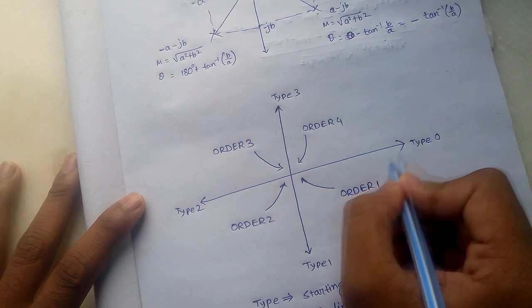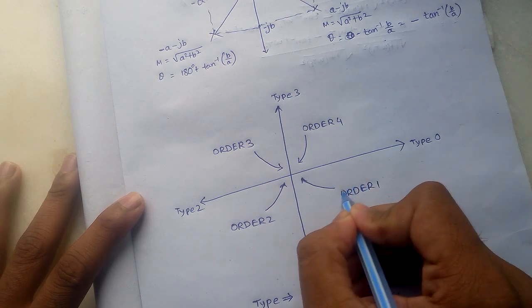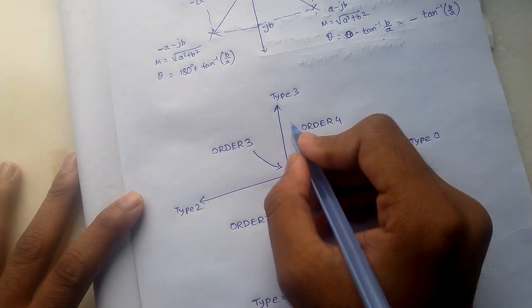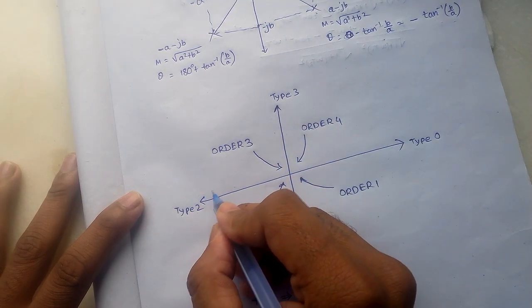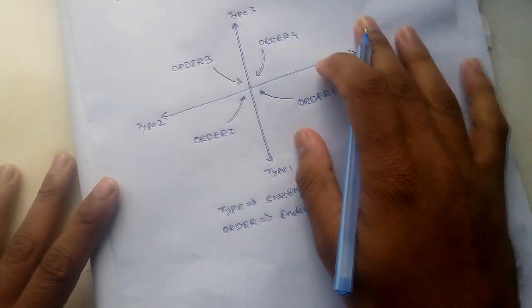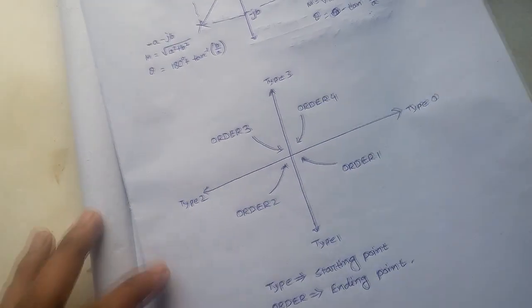So you can see if type 0 and order 1, then it will start from here and end at this. If type 0 and order 2, it will start from here and end at this. If order 3, then you will end at this. If some system is type 2 and order 4, it will end here and start from here. So this is the main concept. I have written that type will be the starting point and order will be the ending point.